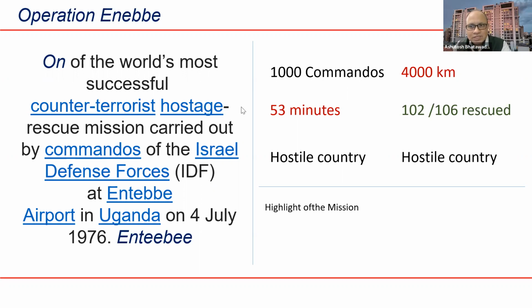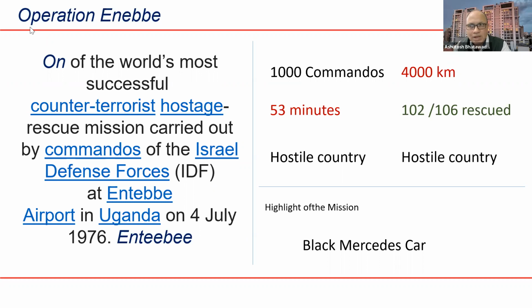The highlight of this mission was a black Mercedes car. I'm not going to reveal it in this program. If you want to know more about what this black Mercedes car was, do watch this movie. You will come to know the highlight of this mission. They actually transported a black Mercedes car inside the aircraft for neutralizing the terrorists.